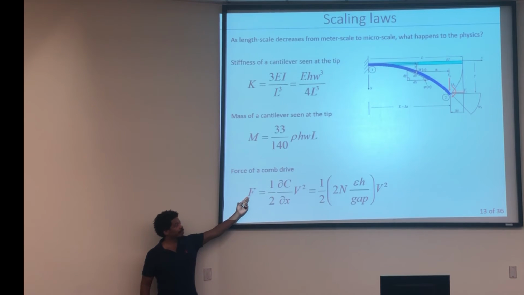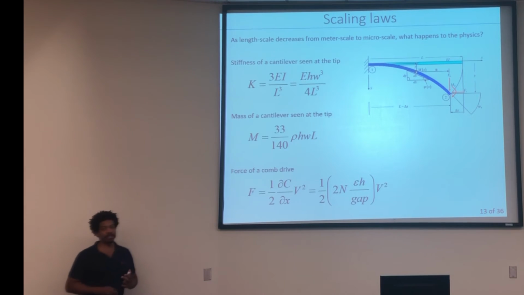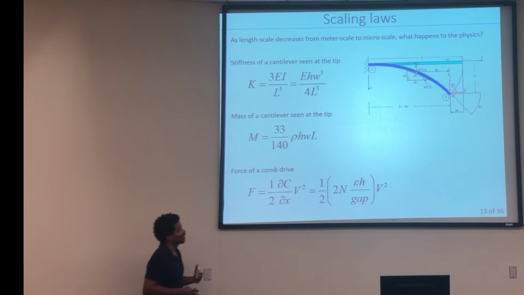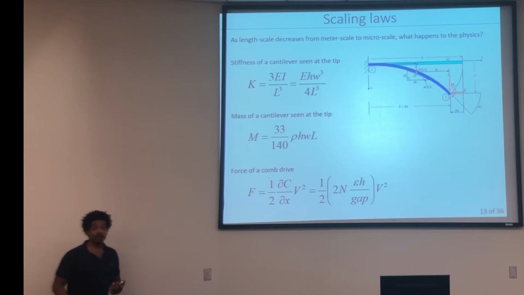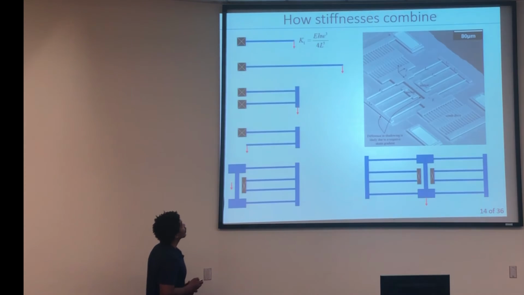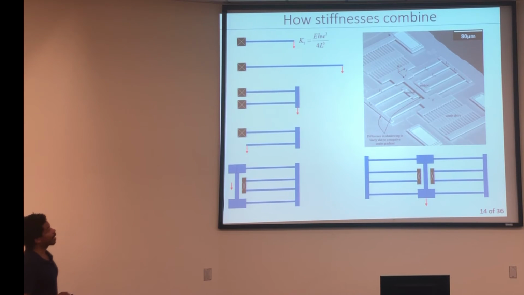Okay? So this is the reason why really strange things can happen with MEMS that are hard to achieve in real life. I mean, in real life, it is real, but it's hard to achieve at the meter scale, which you can achieve at the micro scale. It even gets weirder at the nanoscale, because then you have quantum effects. Okay, so let's look at how stiffness is combined here.